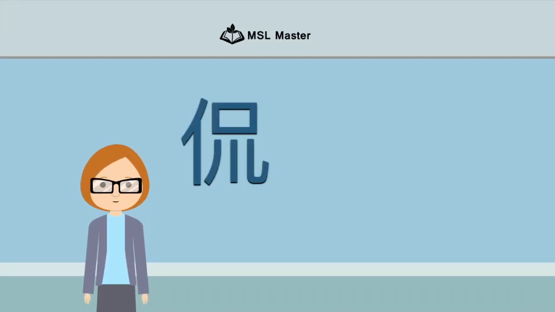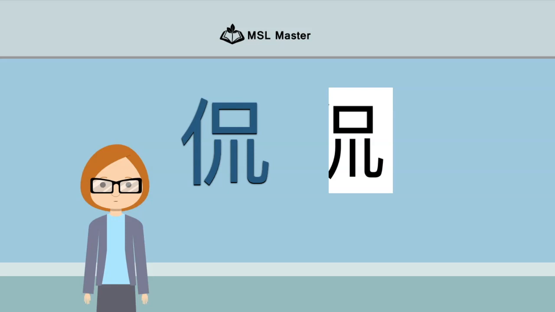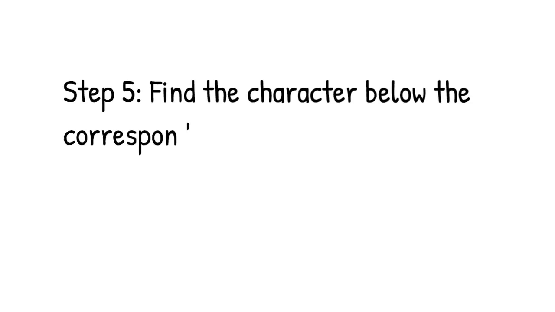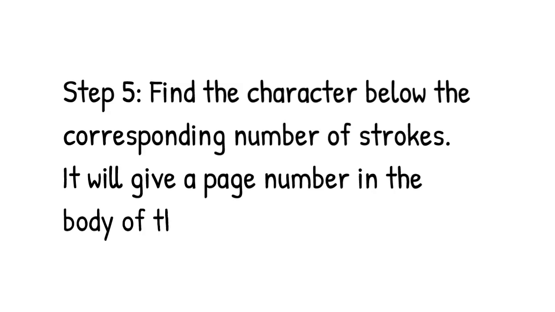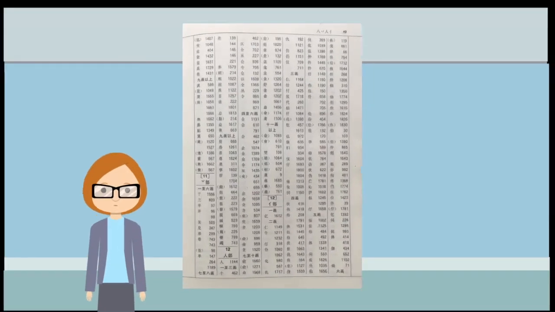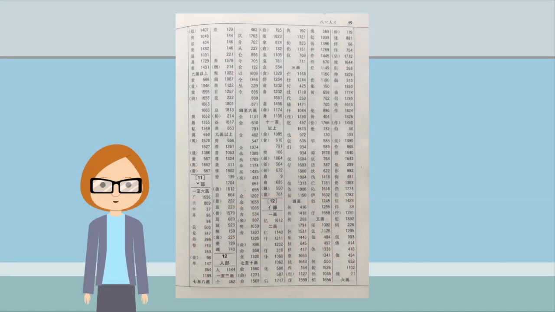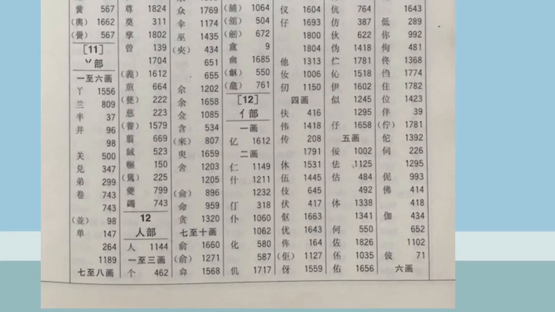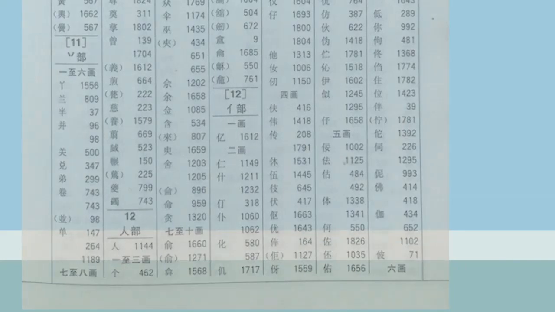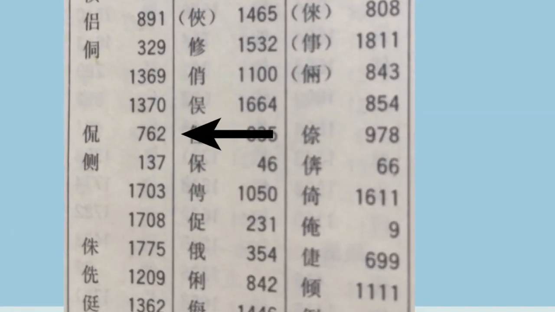Let's count the remaining strokes of our character. Leave out the bushou. What remains is this. The number of strokes is 6. Let's go to the corresponding number of strokes. In this case, it's at the very bottom of page 19. So we turn the page and find our unknown character.